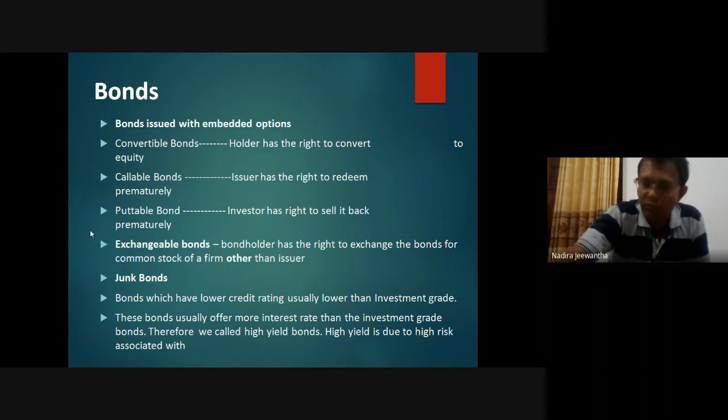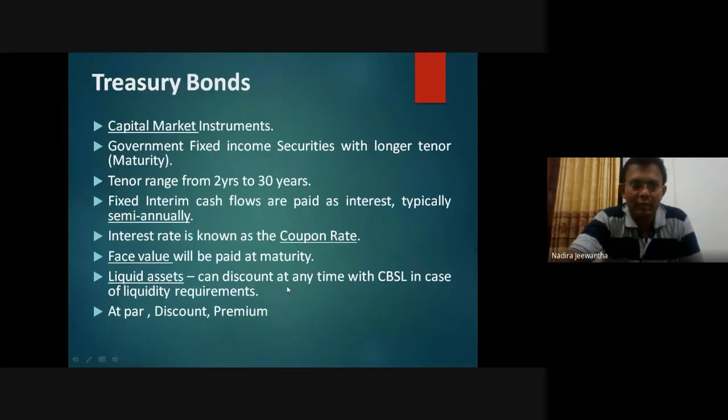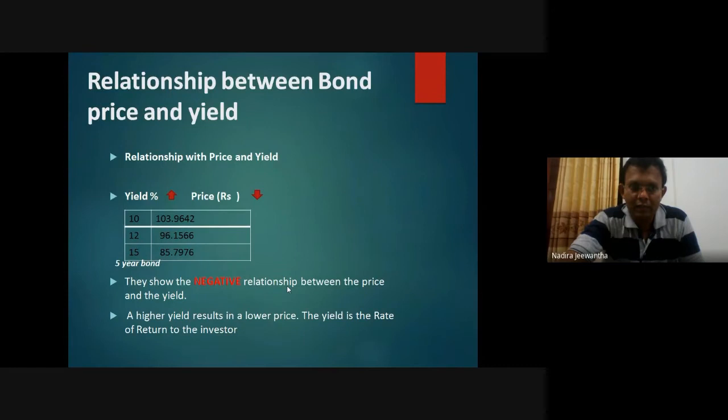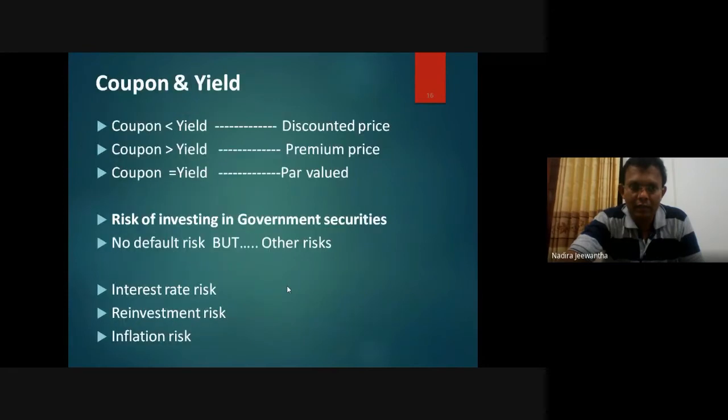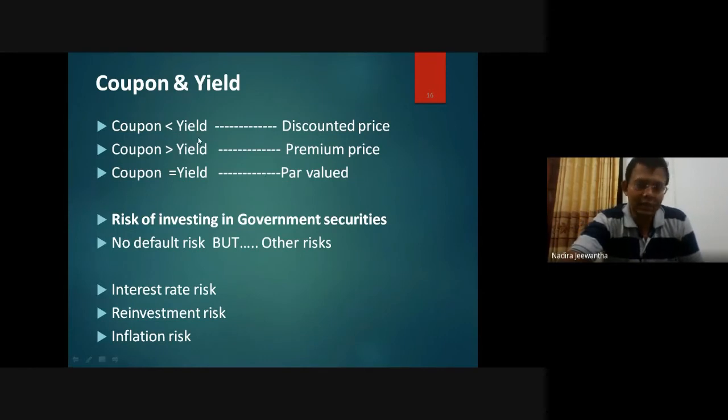Why would you pay more? Now you know: ratings are downgraded. When a country's ratings are downgraded, the country needs more, so you pay more. That's the normal thing. We have done this. Features, advertisement, and this table we discussed. This is also important. Other relationships we need to discuss, but you know the background. Coupon and the yield, same thing which we discussed.